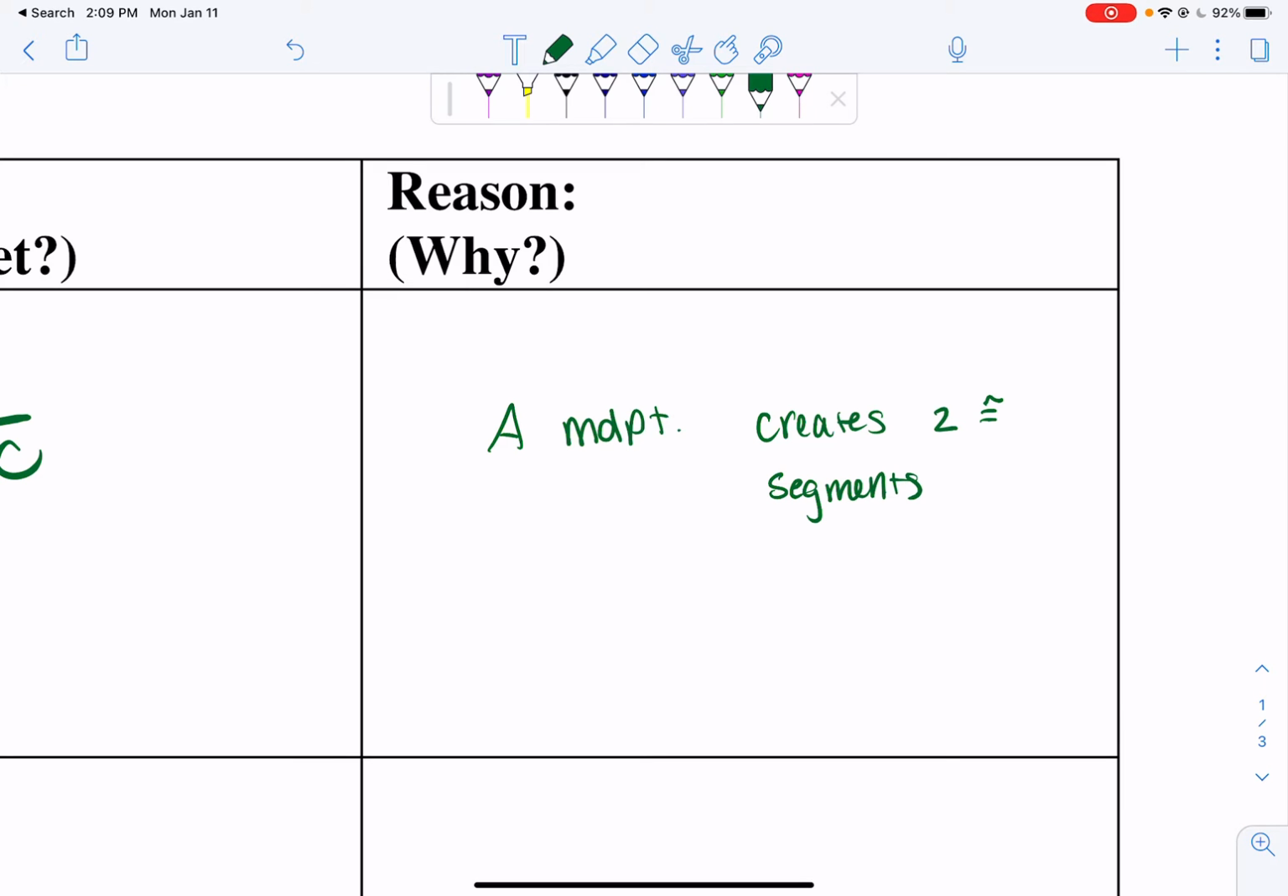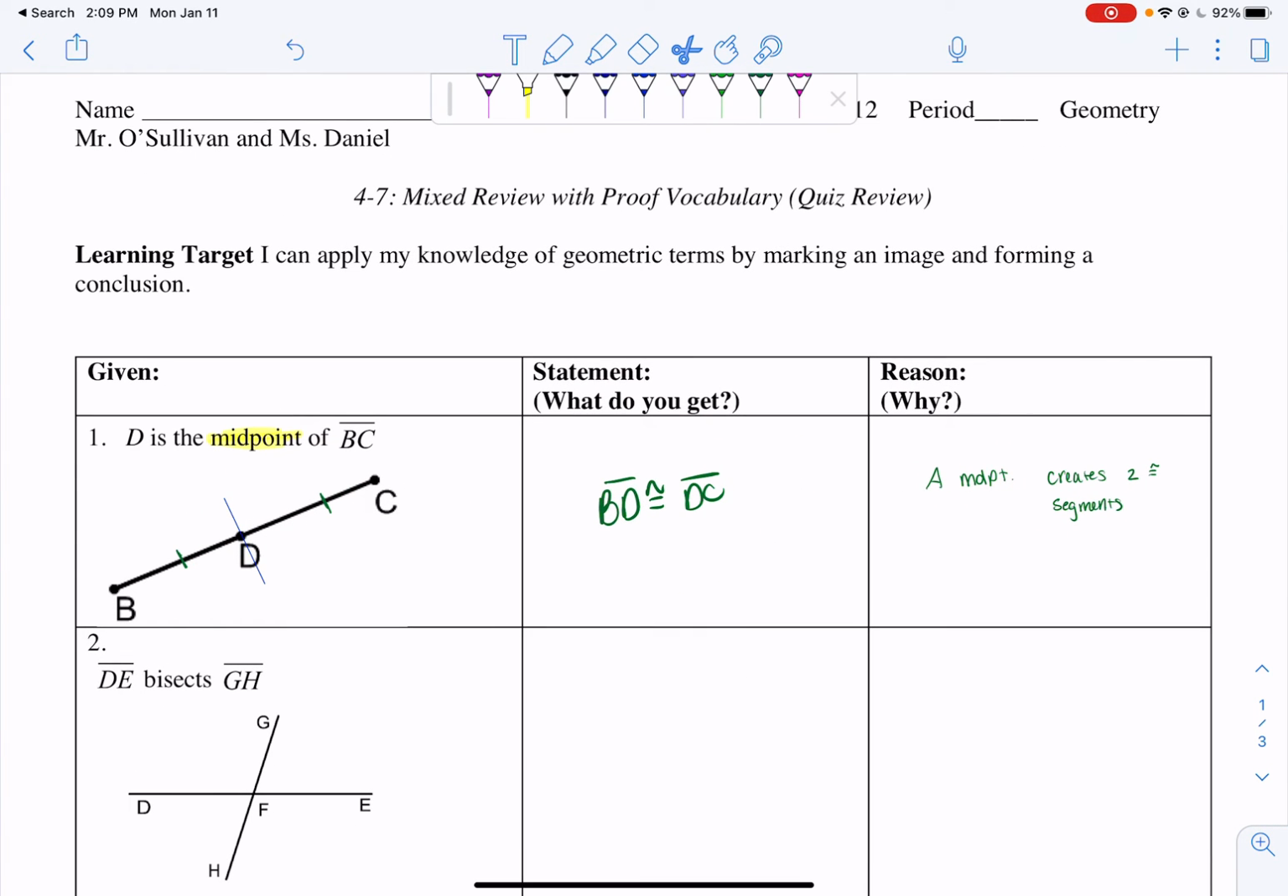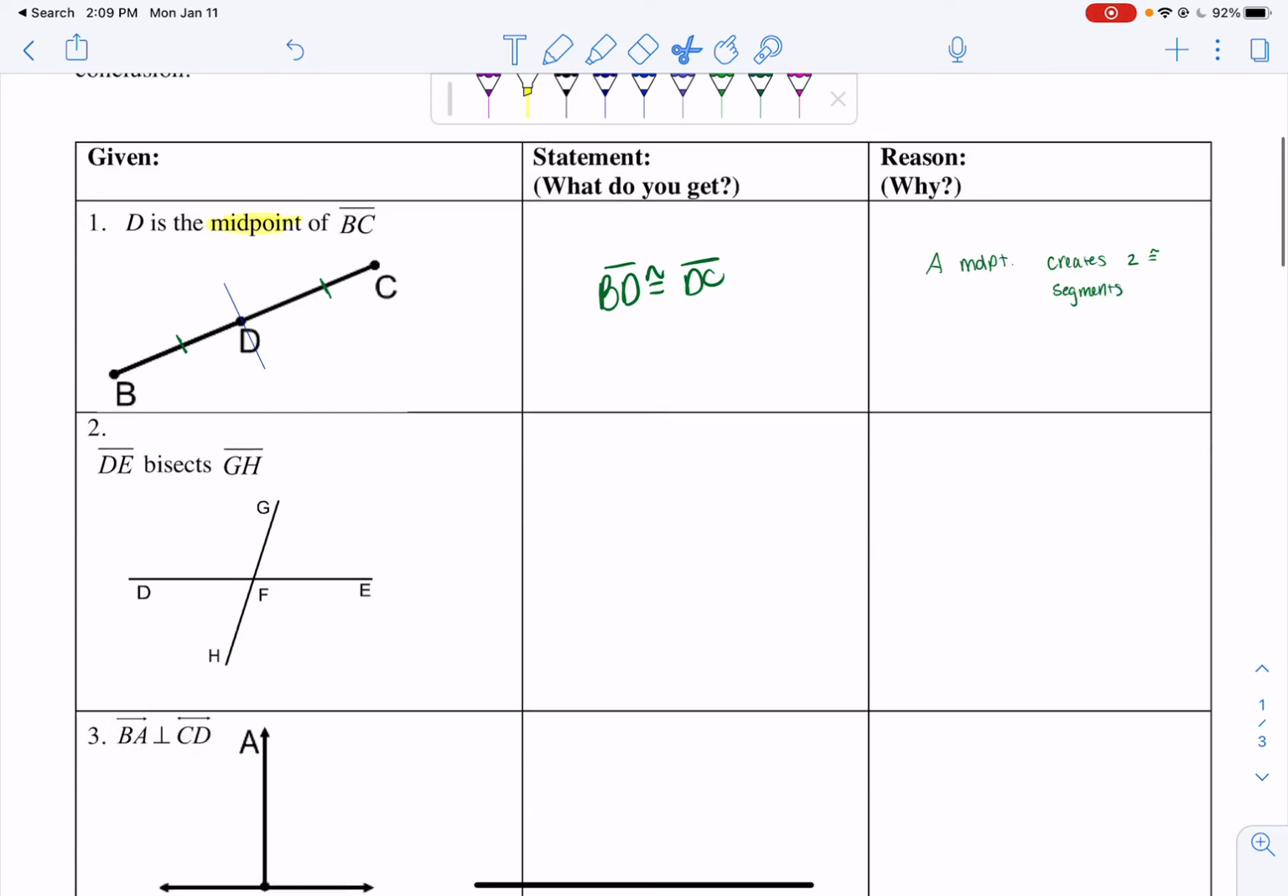Notice, I say midpoint. I don't say altitude. I don't mention anything about perpendicular. The reason why is because there's nothing mentioned in my givens about it. So all I can do is say that a midpoint creates two congruent segments.